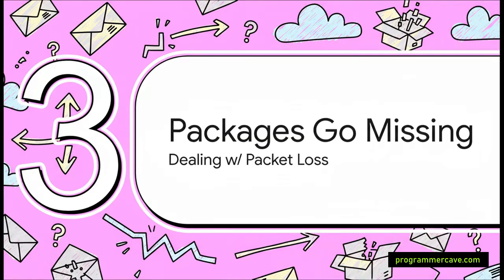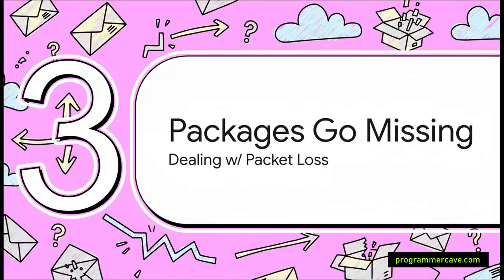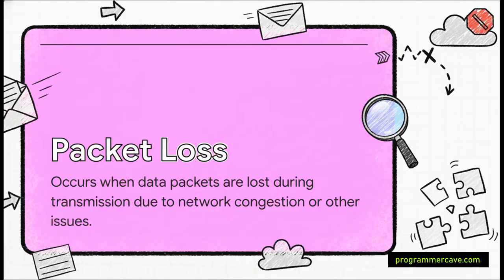Now, it doesn't matter how great your postal service is. Sometimes envelopes just get lost in the mail. In networking, we call this packet loss, and it's a constant challenge that we have to figure out how to deal with. To put it simply, packet loss is just when some of those little data envelopes you asked for just never show up. This can happen because of a traffic jam on the internet. We call that network congestion, or maybe a faulty piece of equipment somewhere along the route.